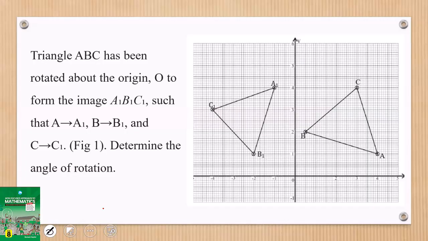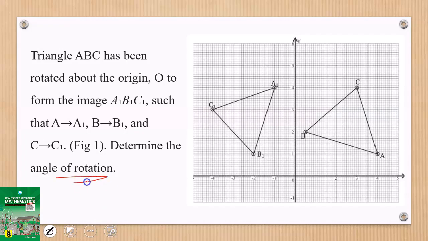Okay, now look at this question. It says a triangle ABC has been rotated about the origin O to form the image A1, B1, and C1, such that A maps to A1, B maps to B1, C maps to C1. Determine the angle of transformation or angle of rotation. So what you do is that every time you are given two diagrams and they've already done the transformation for you, they want to know what kind of transformation has taken place.